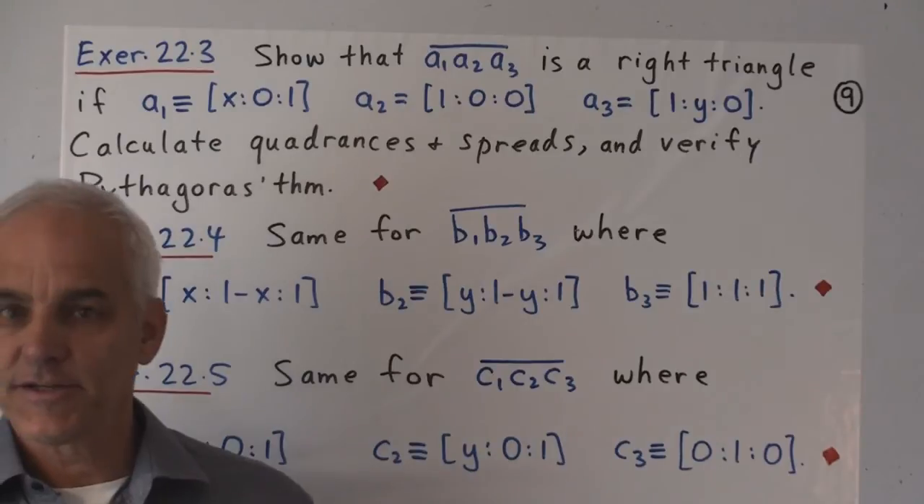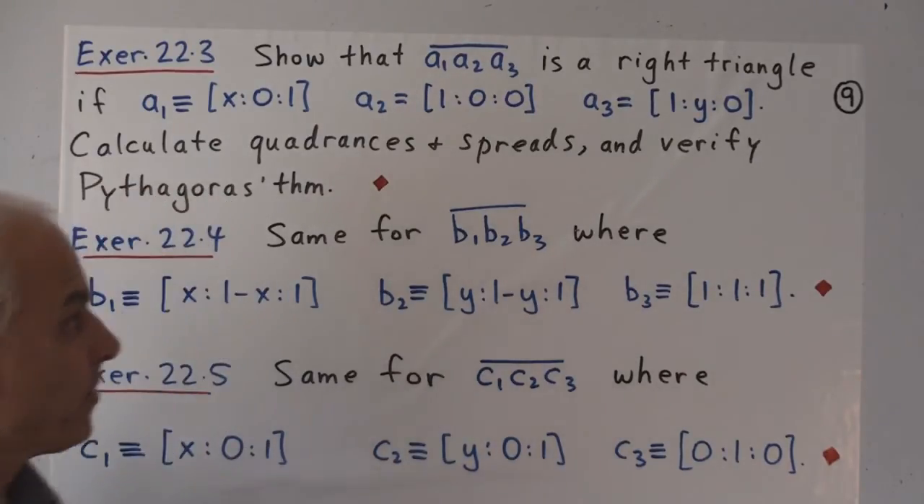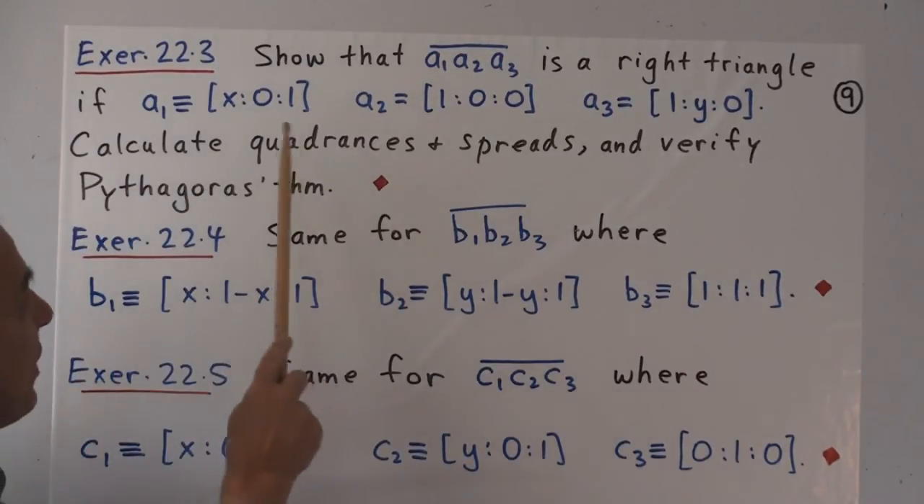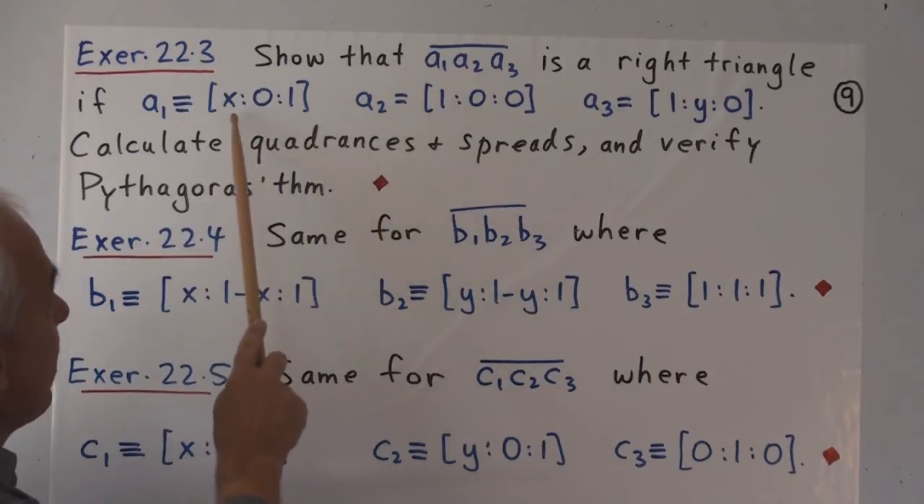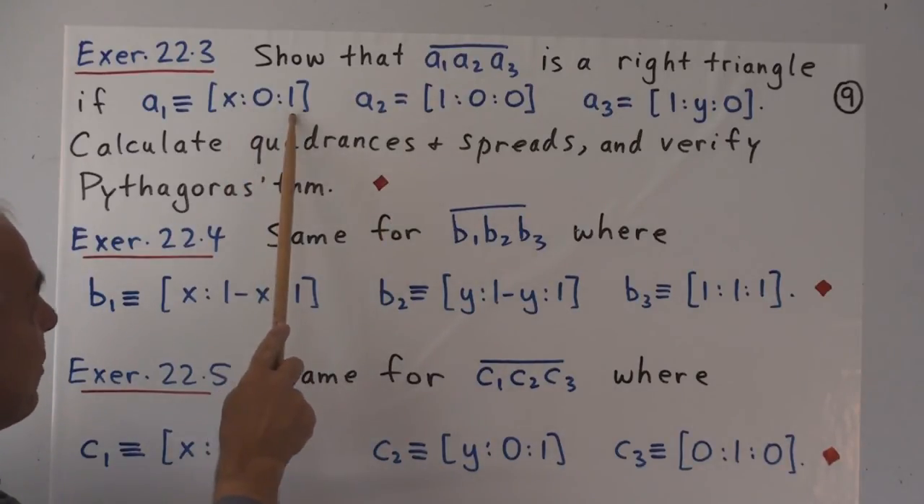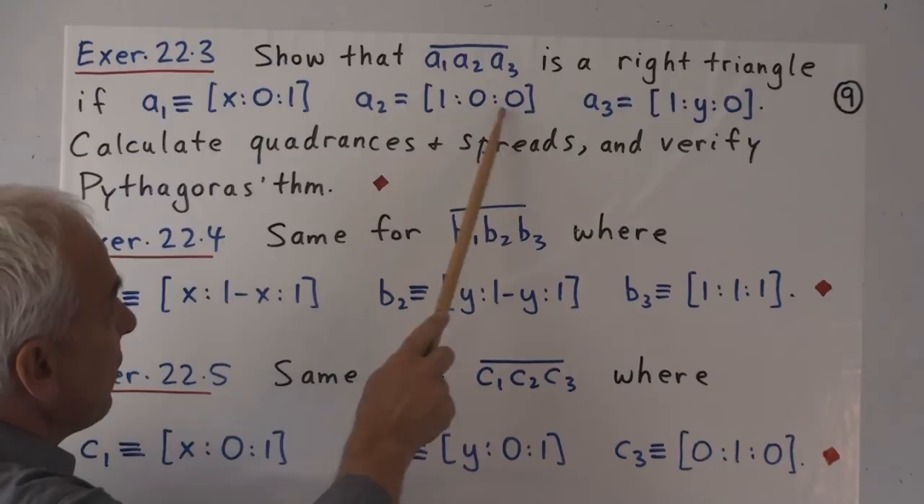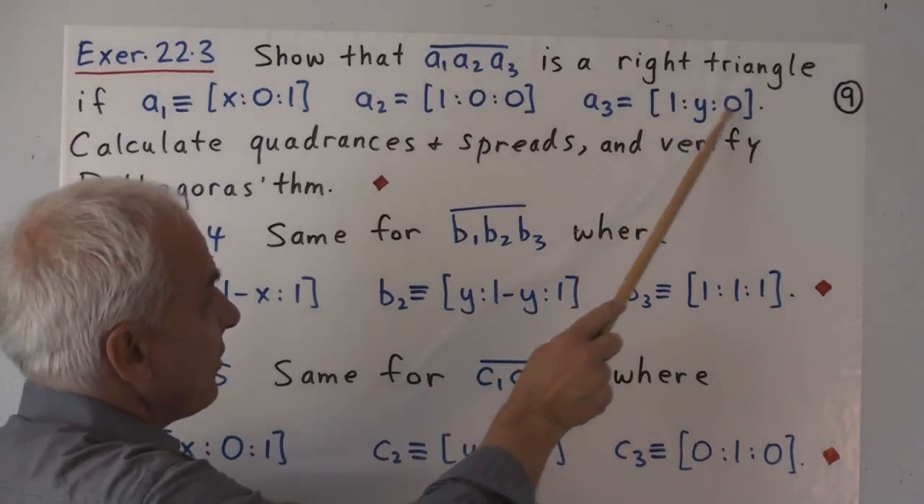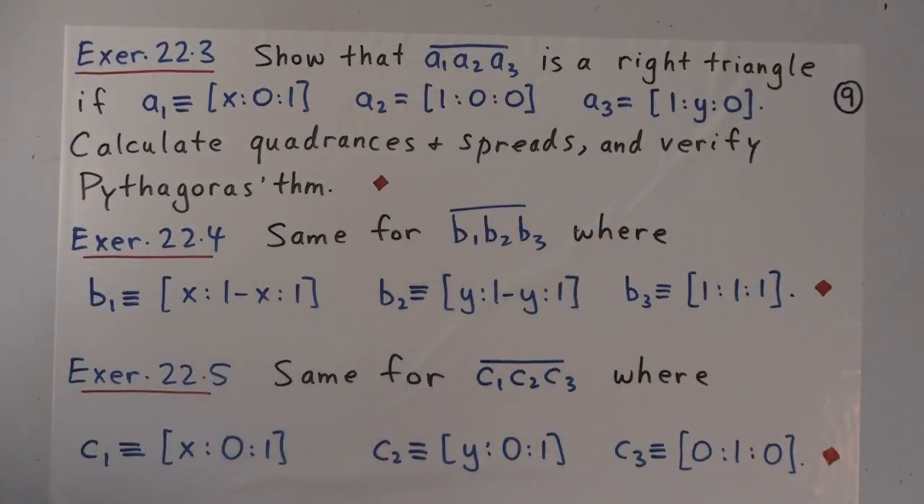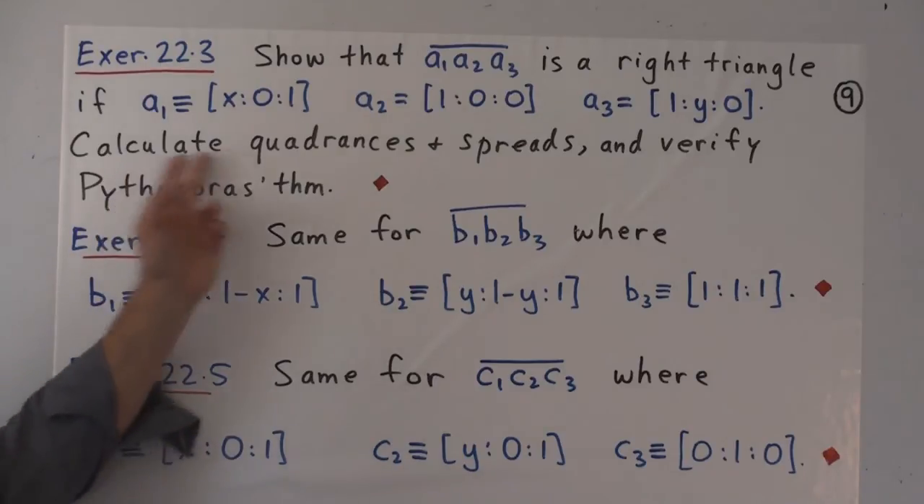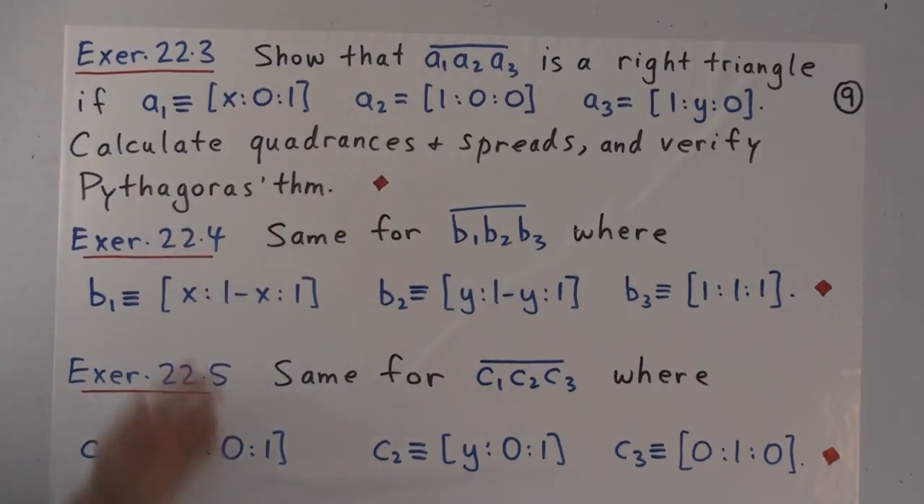So a few exercises to play around with Pythagoras' theorem. The first is that if we consider this particular triangle with one point [x : 0 : 1], another one [1 : 0 : 0], another [1 : y : 0], where x and y are pretty well arbitrary, then I ask you to calculate the quadrances and spreads and verify Pythagoras' theorem. So show that that's a right triangle.